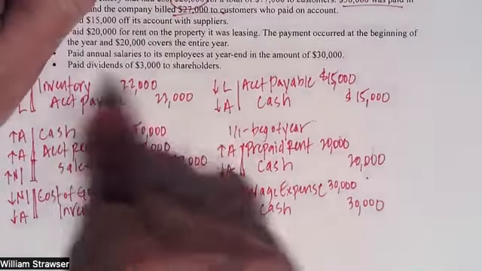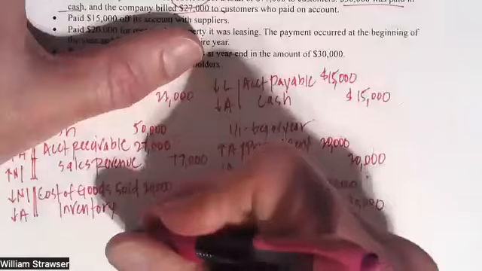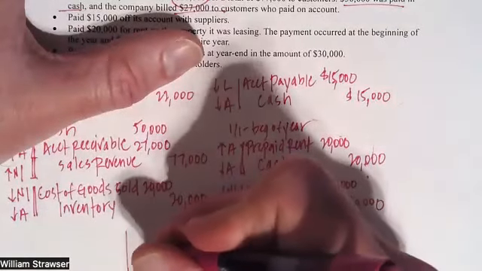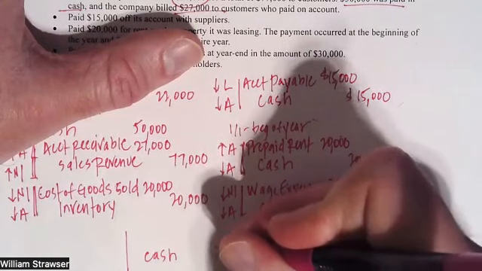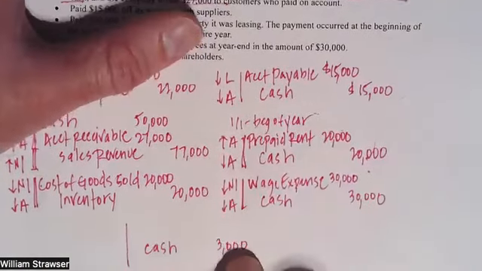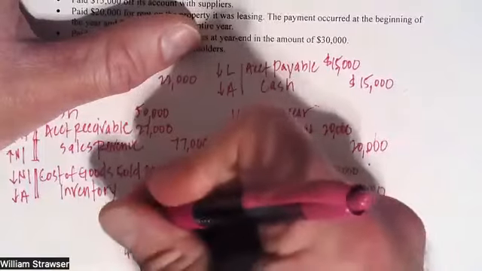And the final one says I paid dividends of $3,000 to shareholders. Credit cash for $3,000. What did I pay cash for? It was for dividends.